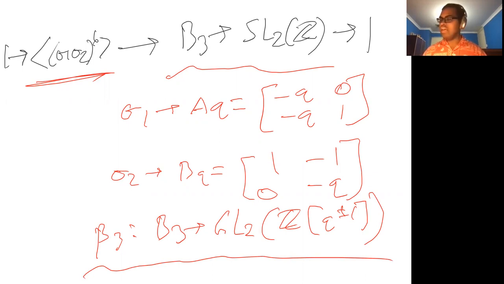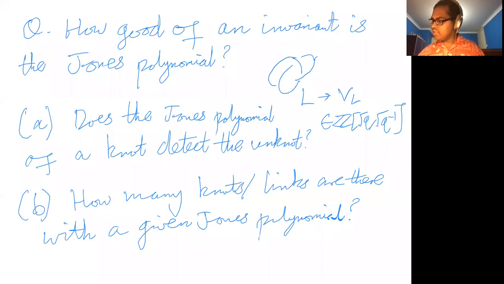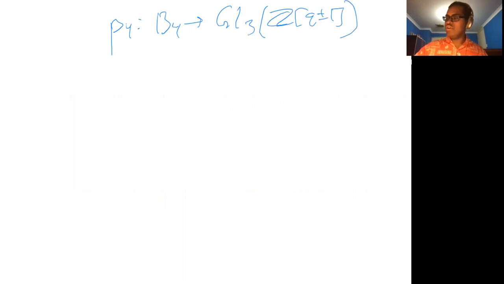You start with B3. Let's now try to make a representation of B4. And you do it in the natural way. You add an extra dimension and use very similar matrices. So I'll write that down on the next board. So this is going to be the next one. You can write down the Burau representation of B4. And it's very similar to the Burau representation of B3. So we simply write it down as follows. I'll show you the matrices.